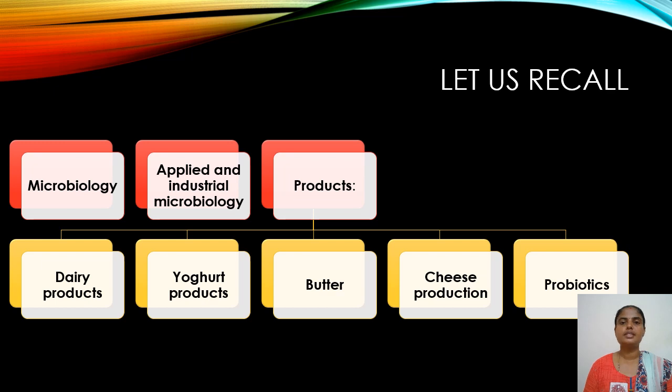Last, we have seen about probiotics, which are milk products that help in increasing the population of good bacteria, which helps in digestion and also decreases the harmful bacteria. Probiotics are now used to treat diseases like diarrhea and also in poultry.